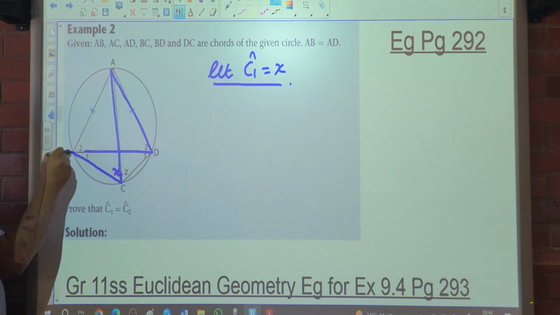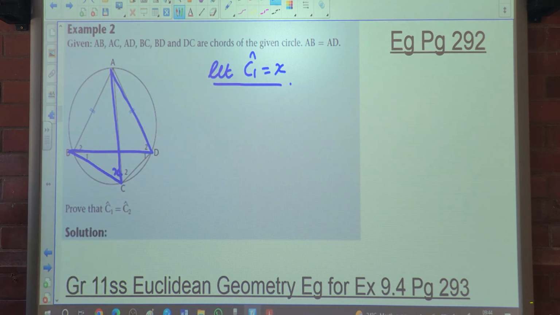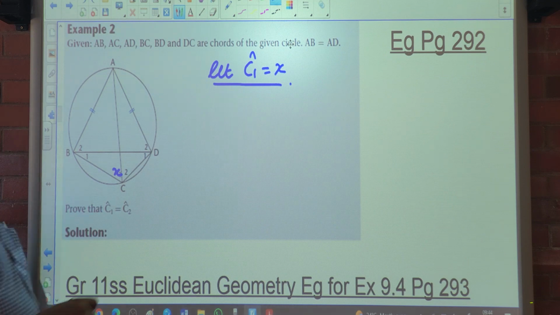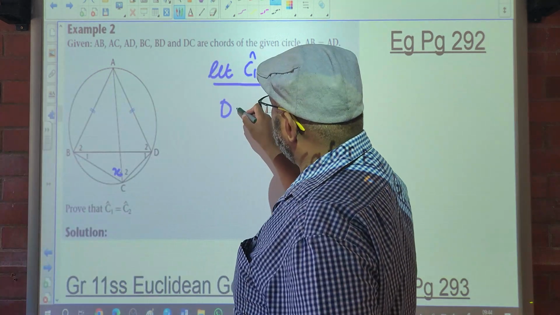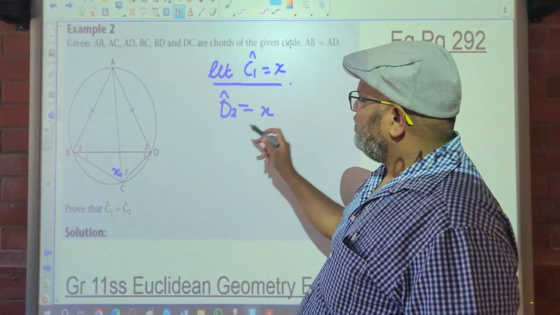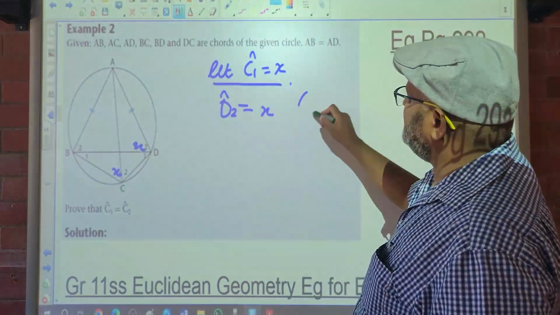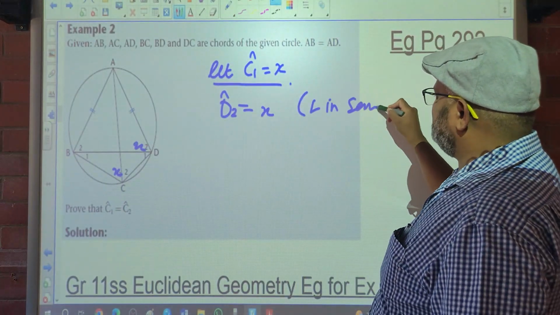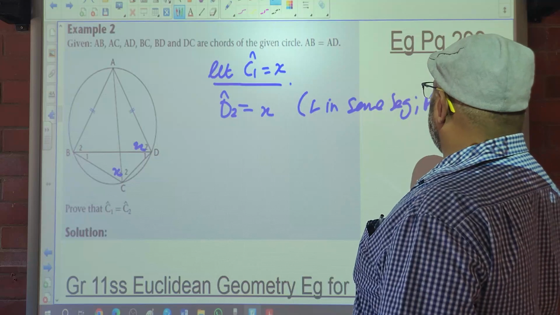Angles in the same segment. The bow tie. You guys see that? People, that's how geometry works. You won't go straight into C1 is equal to C2. You must go somewhere else first and then come back. So we say D2 is equal to, am I going to say C1 or x? X. Why is that x? We said angle in same segment, and it's coming from arc.